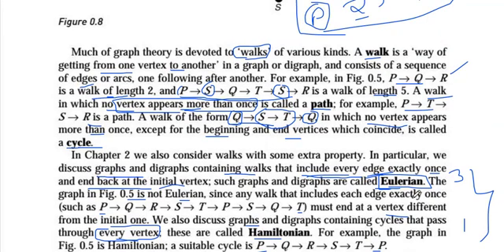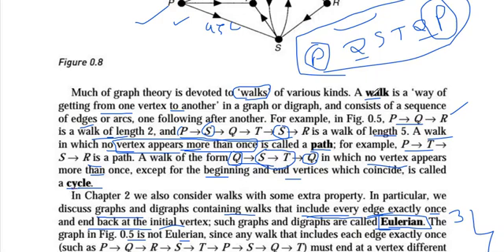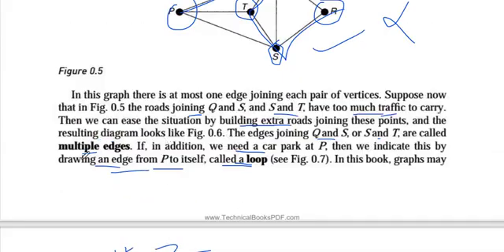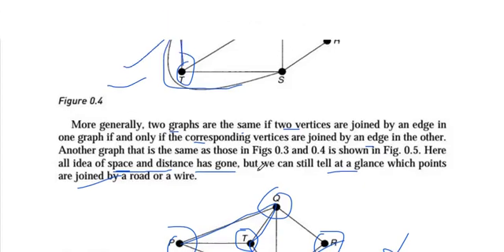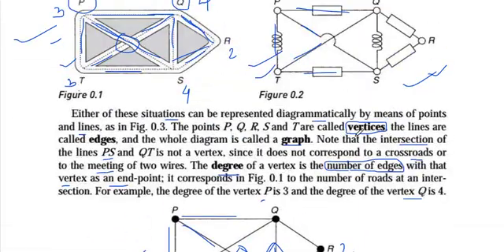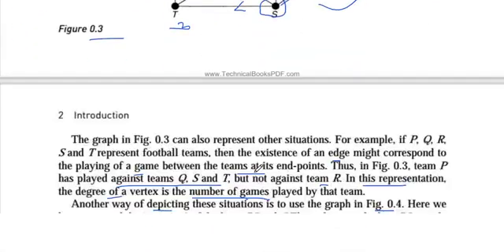Now, in this lecture we have discussed a number of definitions like Hamiltonian graph and Euler graph. Here, 3 definitions: walk, path and cycle. Then simple graph and directed graph, where the edges of a directed graph are called arcs. Then multiple edges and loops. Then vertices and edges, which make up a graph, and the degree of a vertex. So this is what we have studied till now.